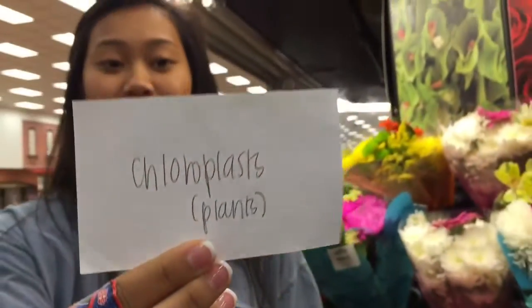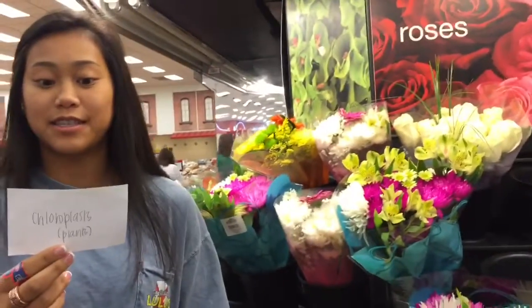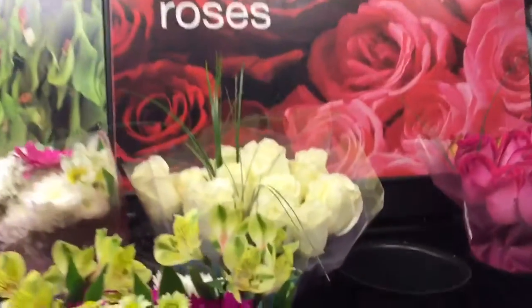The chloroplast is found in plants and its main role is to conduct photosynthesis. It captures energy from sunlight, converts it, and stores it.